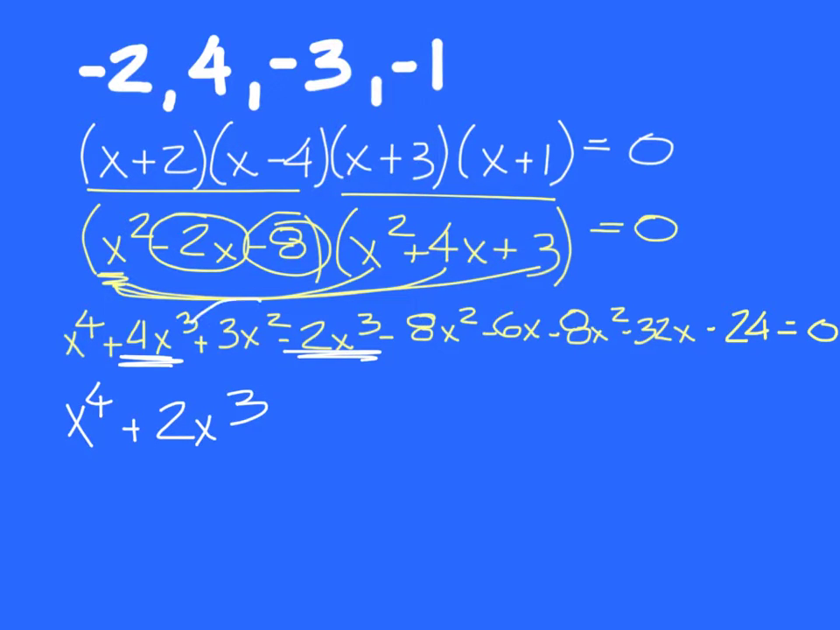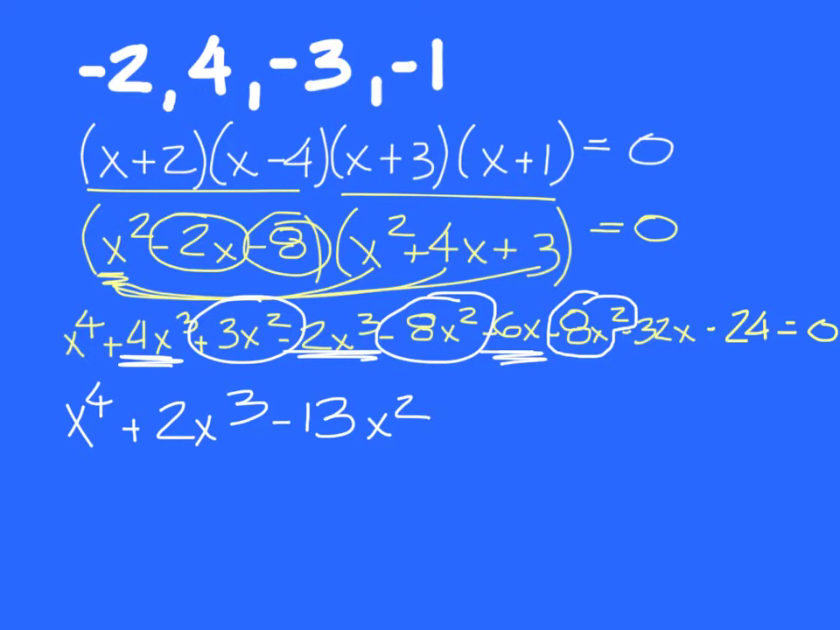Your squares: 3x squared minus 8x squared is negative 5x squared. Negative 5x squared minus 8x squared is negative 13x squared. And after that you have x terms. Now since my circles overlap some of these, let me know if I say the wrong sign, because sometimes it turns a negative into a positive when I circle stuff. Negative 6x minus 32x is a negative 38x, and then your one constant is minus 24.